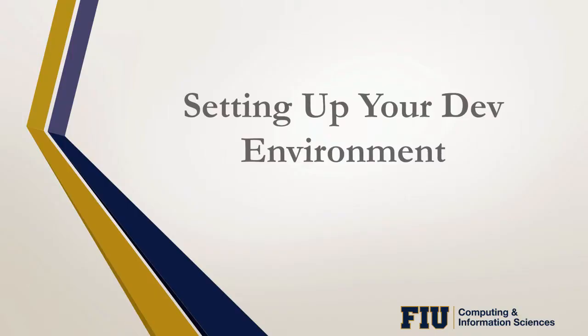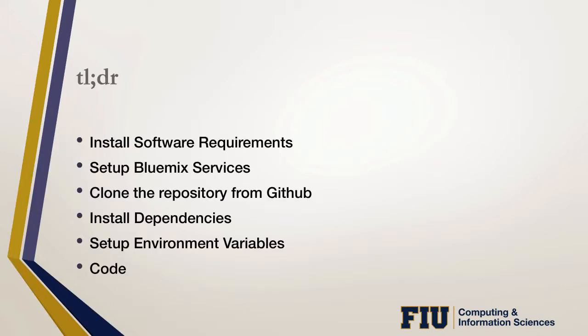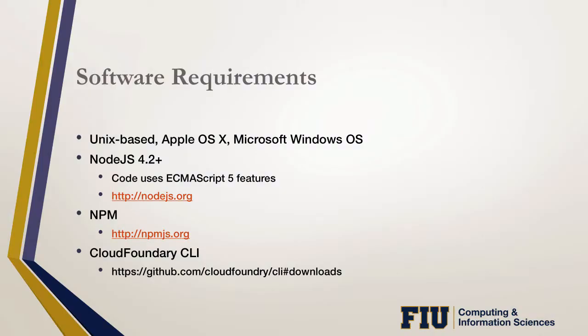Next, we'll learn how to set up the dev environment. The too long didn't read version of this is to install the software requirements, set up Bluemix services, clone the repository from GitHub, install dependencies, set up the environment variables, then code. Let's go and see how each of these things are done. The first step was to install the software requirements. Since this is out of the scope of this installation guide, we'll go ahead and just leave you with the links to learn how to install the applications.